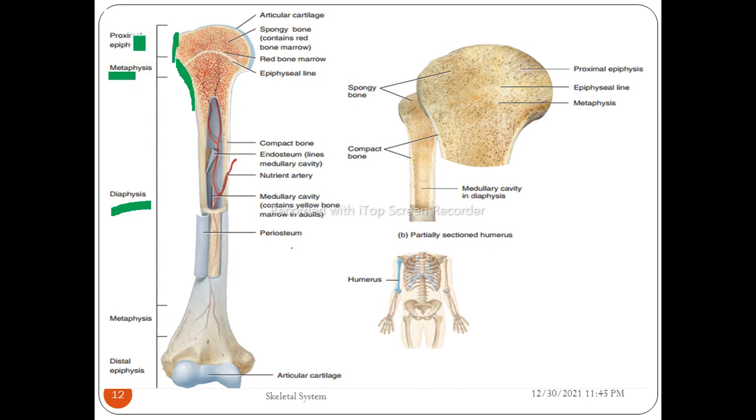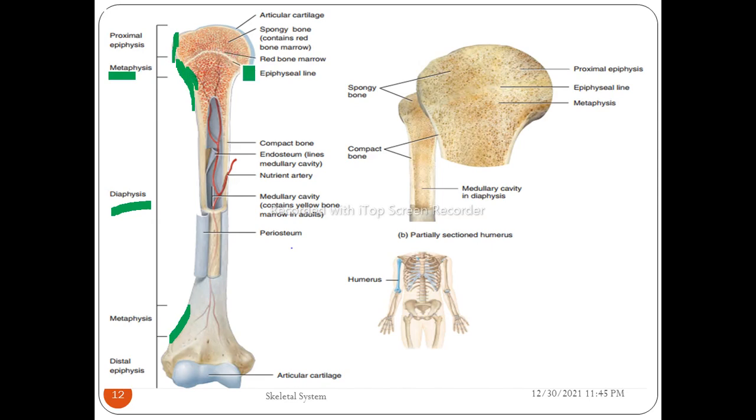So the epiphysis is these two ends. This is the proximal epiphysis, and this is the distal epiphysis. This constricted part is known as the metaphysis. So we can divide the bone into three: epiphysis, metaphysis, and diaphysis. In the metaphysis region, there is this layer.